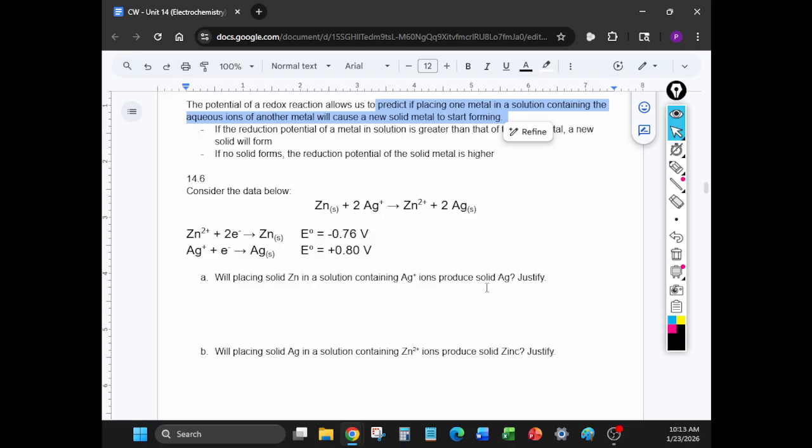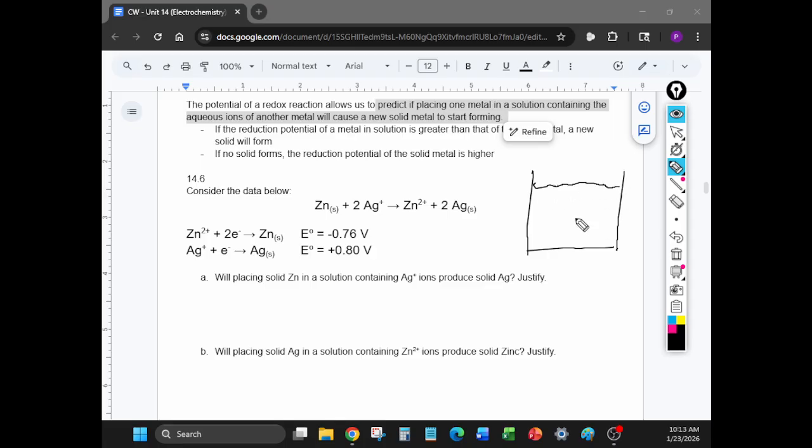So if we want to visualize what that looks like, let's say that you have a solution, and we'll call this metal A. Let's say that you have metal A ions inside of the solution. If you put a stick of metal B, and this is going to be solid, a stick of metal B inside the solution, will metal A start to solidify on the surface of metal B? That's a type of question that's very common when it comes to reduction potentials, and I'm going to show you guys how to solve that type of problem.